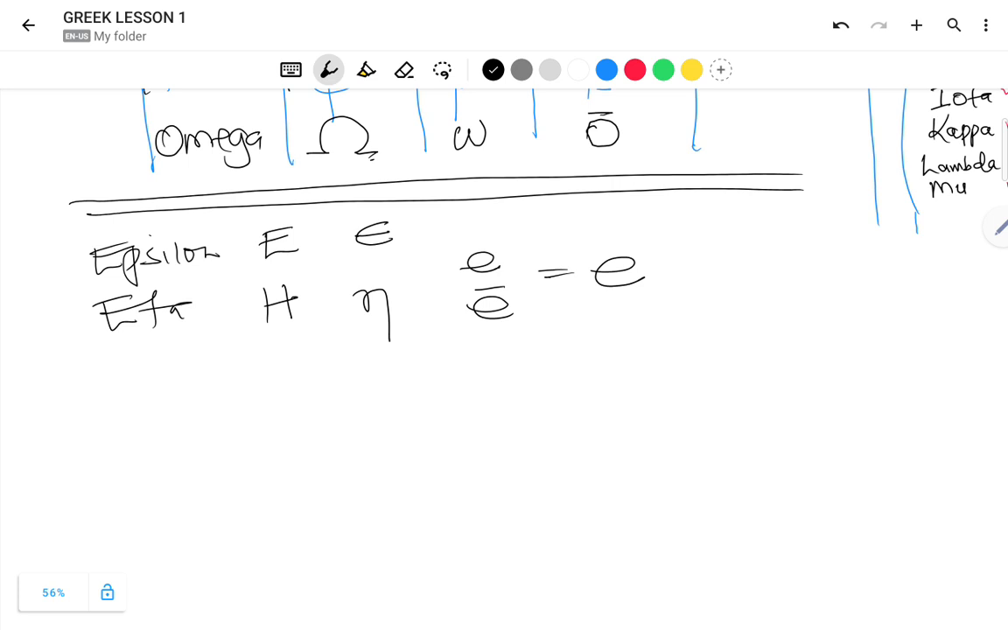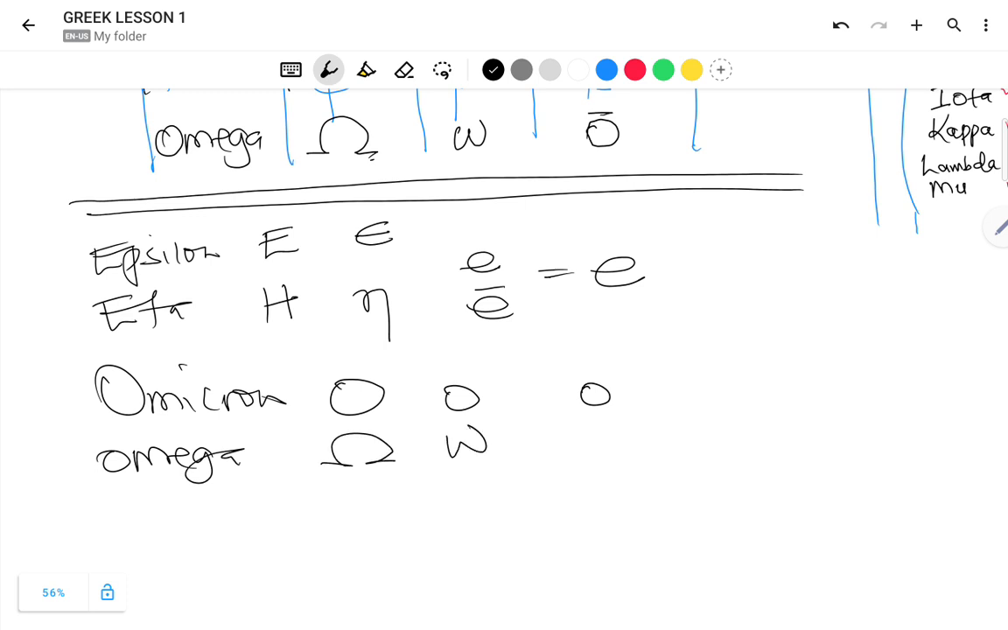We've also seen that omicron, uppercase and lowercase, is equivalent to the English O. And then we've seen omega is written uppercase, lowercase like a W, but equivalent to the English O, or written with a bar on top. But both of these are equivalent to O, although usage and emphasis differ, and we're going to see that in the lessons to come. And lastly, we've seen sigma is written in two forms.